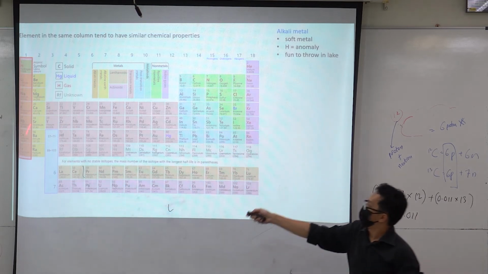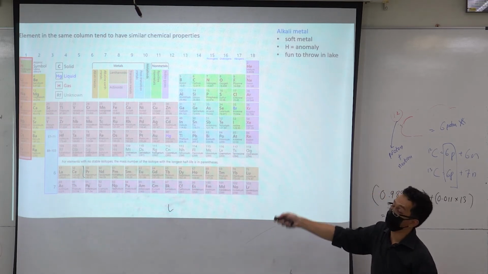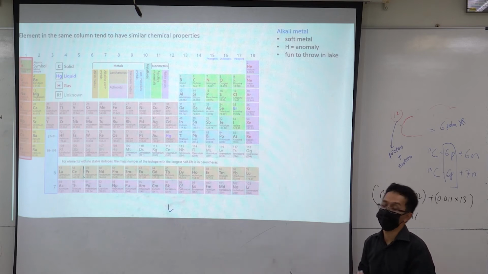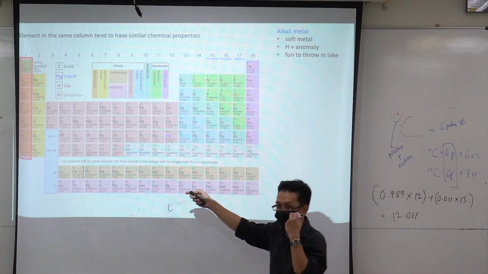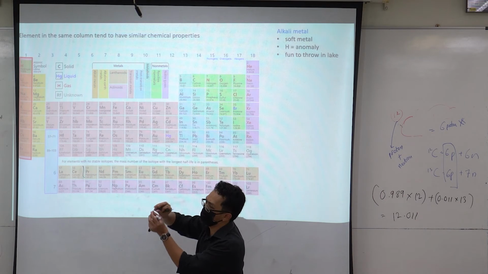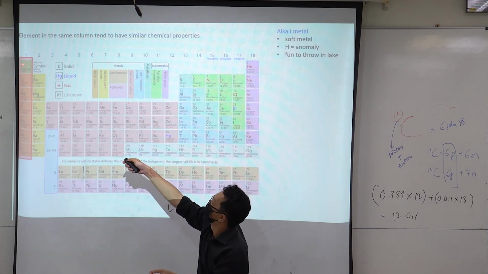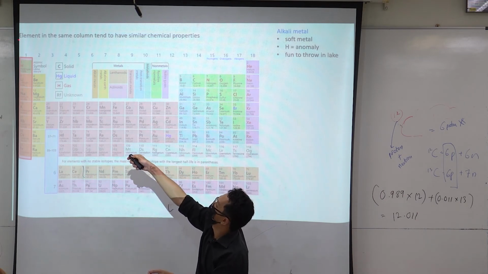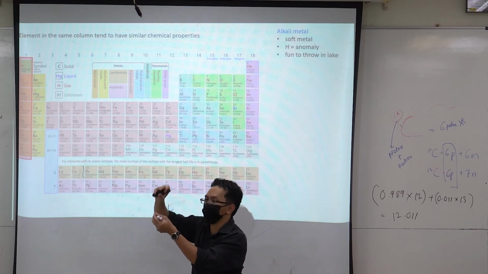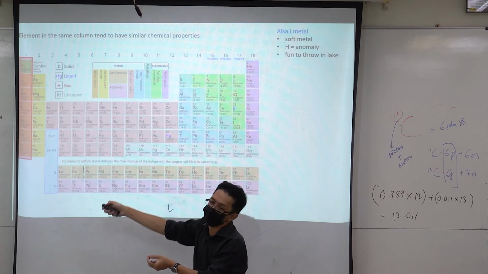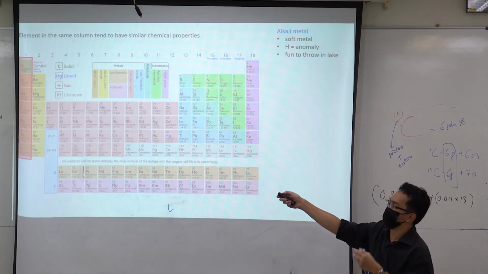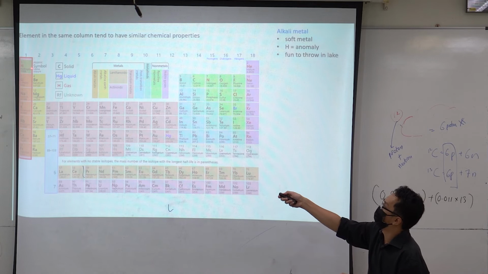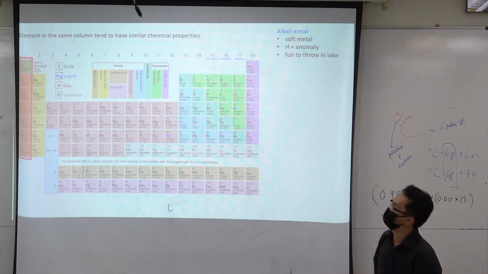So here, the first group is basically alkali metal, but hydrogen here is an anomaly, meaning that hydrogen is a gas, the rest are metal. Sometimes in the periodic table, you will see hydrogen detached from this, put on its own, meaning that they don't combine it with the first group in certain periodic tables.